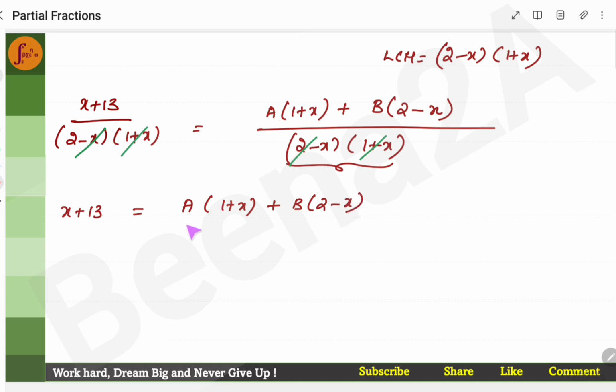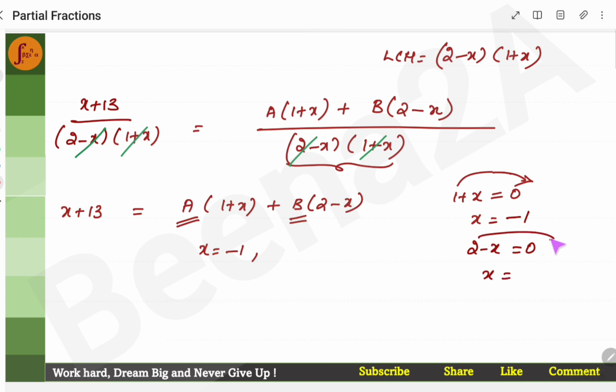Now what I'll do? I need to find the values of A and B. I will take the x values. Here you have 1 plus x. You have to equate this to 0. So x is equal to, I'll shift 1 this side, so it will become minus 1. X becomes minus 1. And here I have 2 minus x, so equate it to 0 and find the value of x. I'll shift 2 this side. I'll get minus x is equal to minus 2.